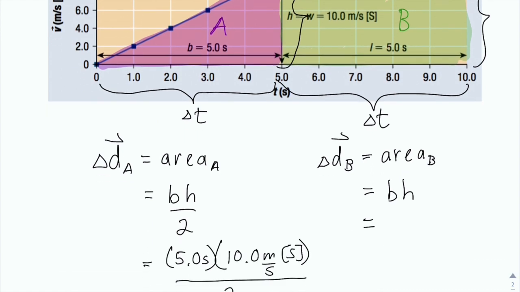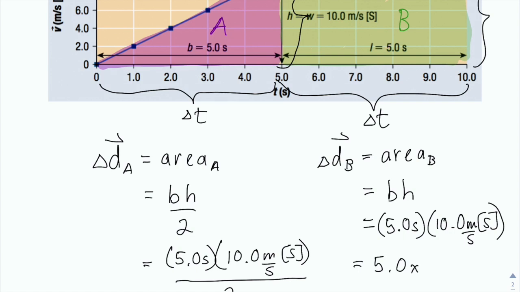So let's plug these values in. 5 seconds for the base, and 10.0 meters per second south for the height. Simplify this in your calculator, and you are left with 2 significant digits, 5.0 times 10 to the power of 1 meters south.